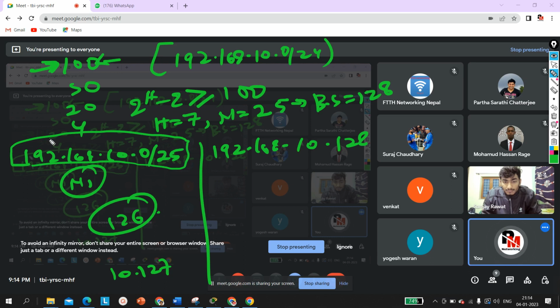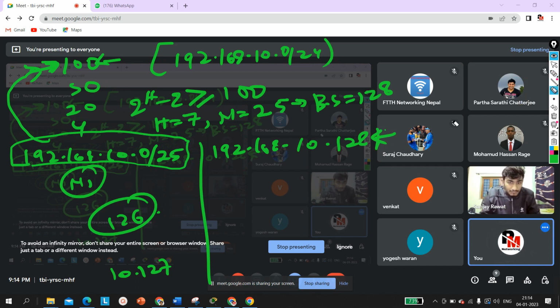So I will assign this network for department 1, and this one is my other network. On this network we will perform subnetting again, because in department 2 we need only 50 hosts. So here I am not going to use /25. Now I will decide what subnet mask to use here.